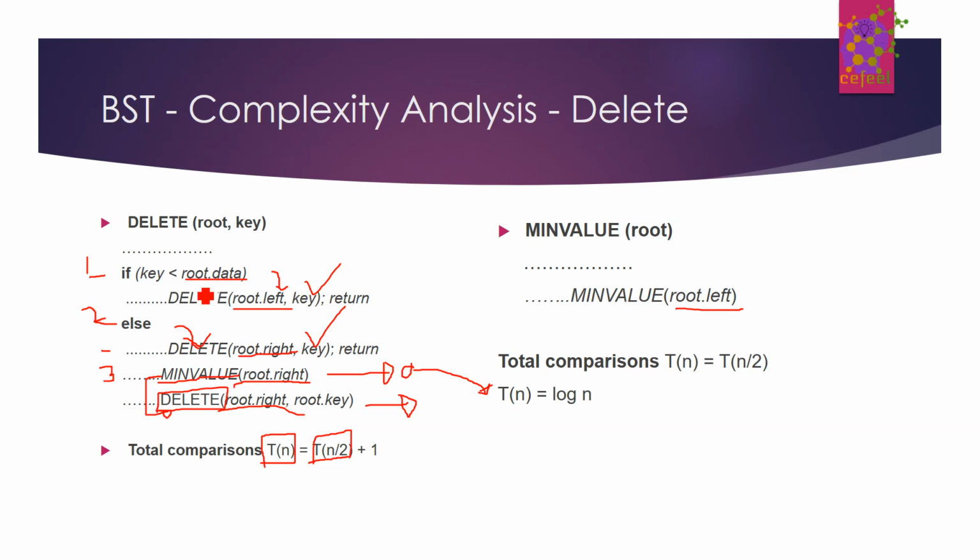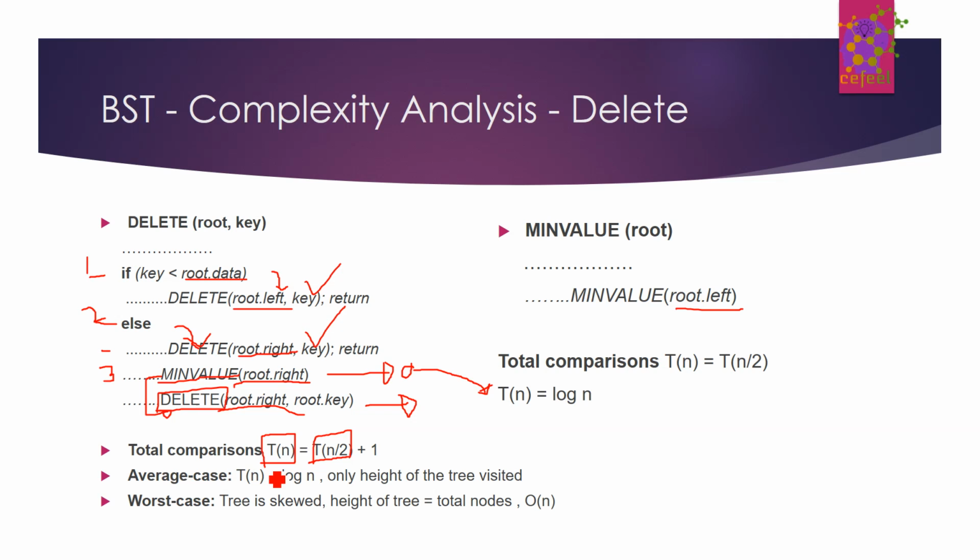So in short, the recurrence relation can be written as T(n) = T(n/2) + 1. Every time we are effectively halving the number of nodes when we are deleting an element. If we solve this recurrence relation, we will have T(n) = log n, which means only the height of the tree is visited. So it's exactly equal to the search or the insert operation. But in the worst case, when the tree is skewed, this ends up being the total number of nodes, which is order n, no better than an array.